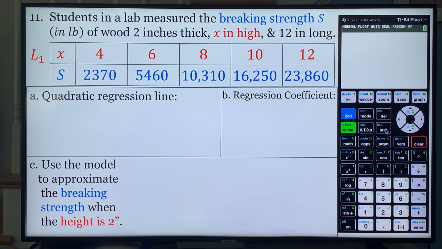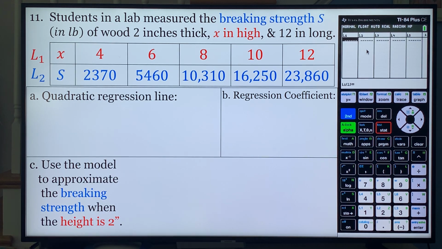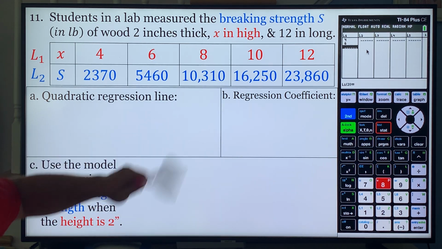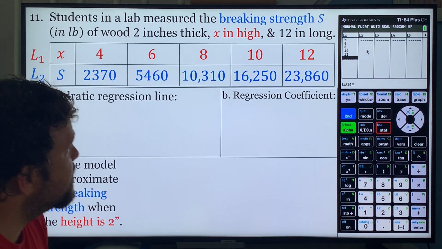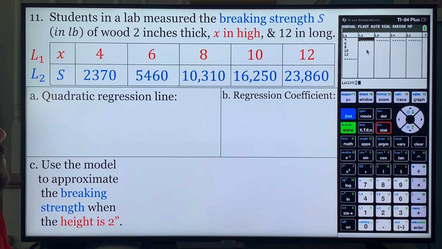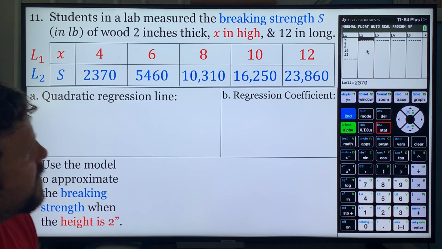Once again, your x is your independent, and the s is dependent on your independent. Did I say that wrong before? I might have said that wrong earlier. Anyway, you're going to type in all these numbers real quick. A student in the lab measures breaking strength S in pounds of wood that's 2 inches thick, X inches high, and 12 inches long. Okay? What is the quadratic regression line?